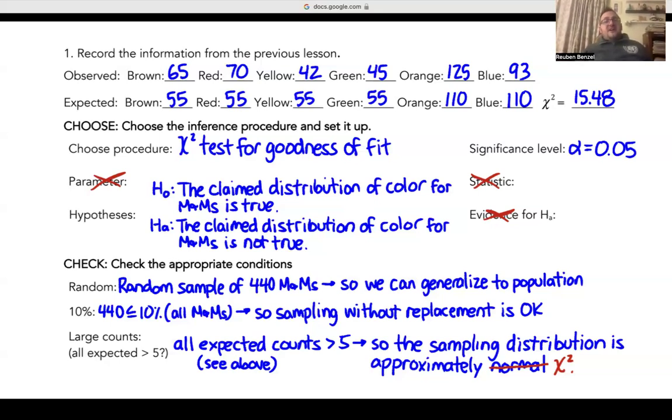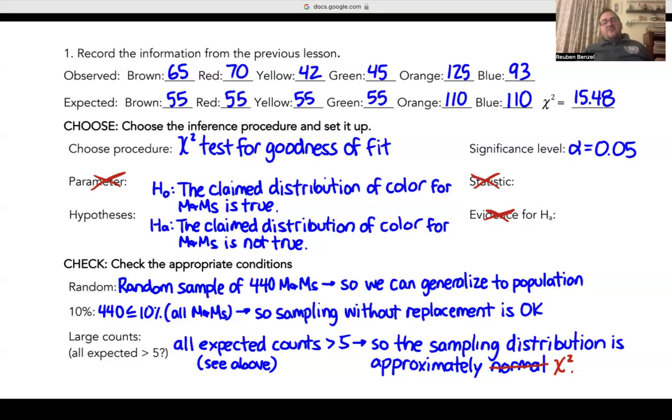There are a few things that are in common with other significance tests. Make sure you're including and checking that your sample is a random sample. So we have a single random sample of M&Ms. And the 10% condition is something that you also want to check as well.